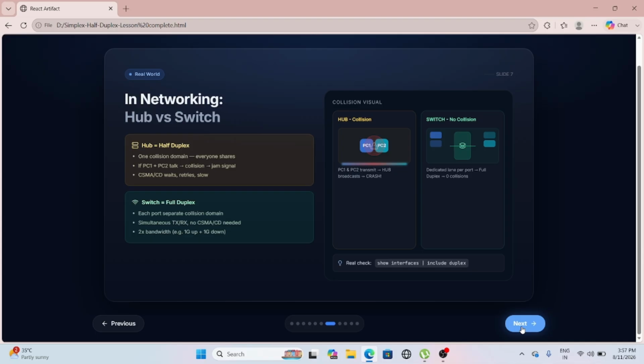Let's take the example of a hub. A traditional Ethernet hub operates in a shared half duplex environment. Multiple devices share the same communication medium. If two devices transmit at the same time, the signals can collide. That's why Ethernet historically used mechanisms such as CSMA/CD for shared half duplex networks.